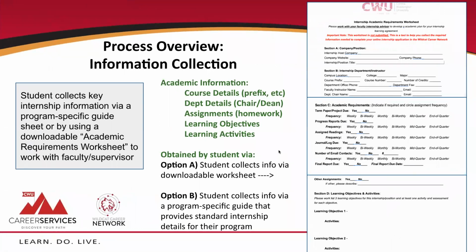So the first is process collection, information collection. So again, there's several things that students might not always have readily available to them. In particular, the academic requirements of internships are things that students generally need to obtain from their department or their internship faculty advisor. These are things like course details, department details, the assignments, the learning objectives, or the learning activities. There are two primary ways in which students are going to do this under the new process.